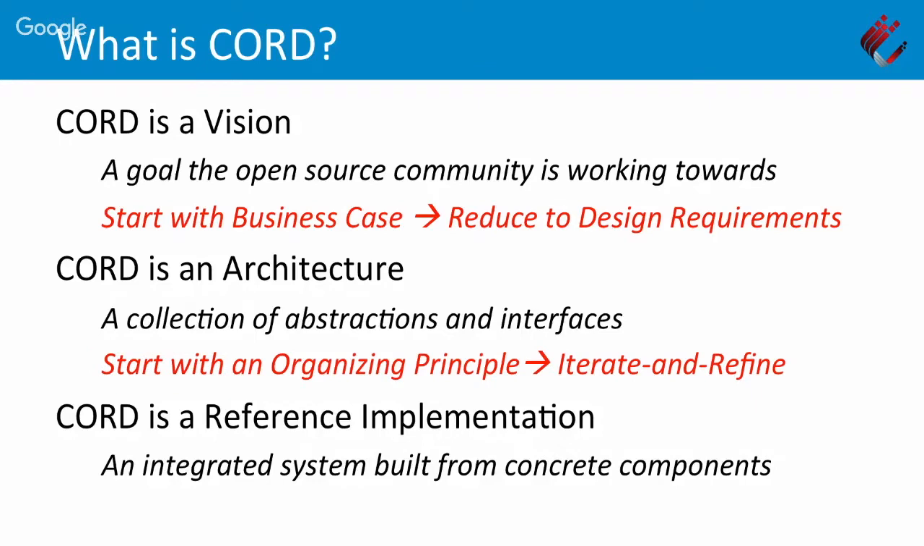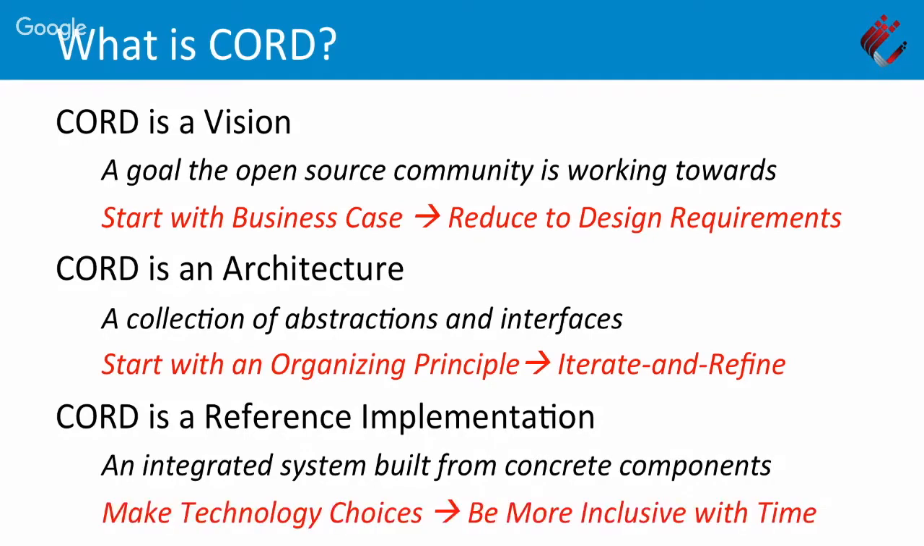In terms of the architecture, we started with an organizing principle: everything is a service. It was a way to think about the problem that brought all these disparate pieces together in a common way. That's where we started, but then we iterate and refine, and that architecture started to take shape in the form of abstractions and interfaces. And finally, in terms of the reference implementation, we did make some technology choices, and we're often asked, why couldn't it be this? The answer is it could have been, but we had to make some technology choices, and where we are now is at the point that we can start being more inclusive with some of those choices. It still needs to be consistent with the architecture, and the architecture needs to be consistent with design requirements, but that is the iterative process we're now engaged in.